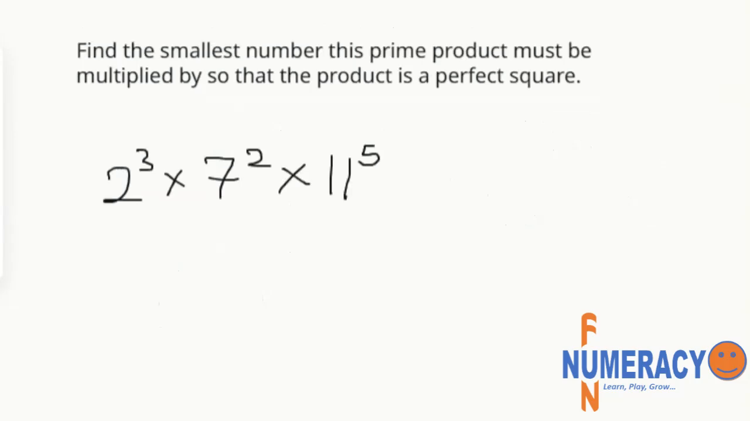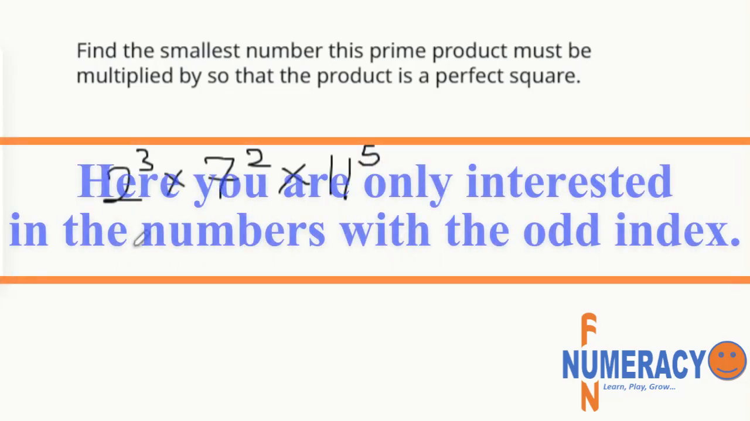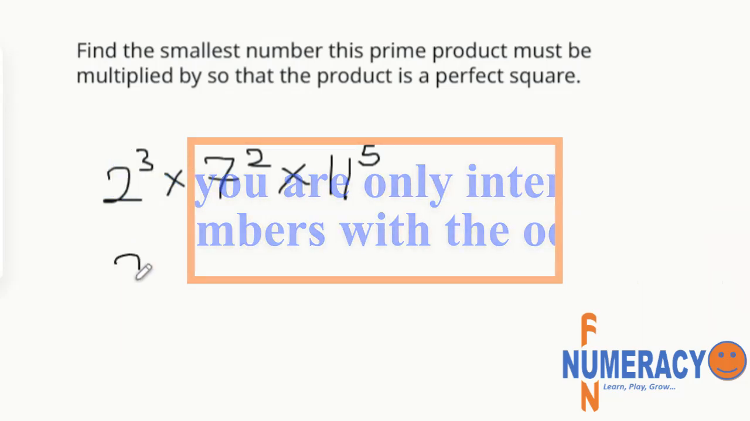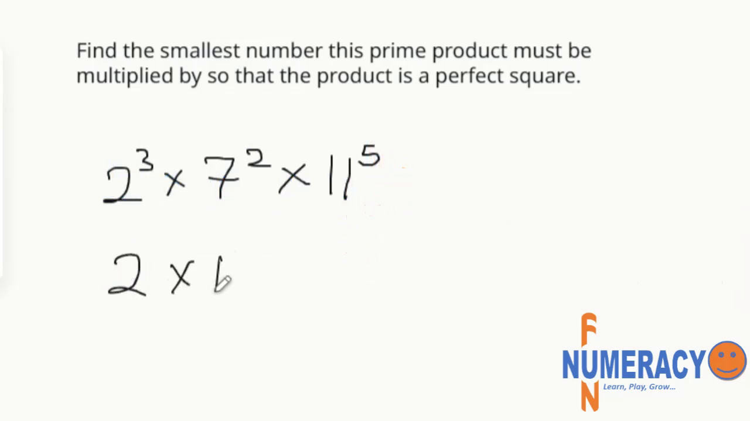So in this next slide, we shall do the same thing by finding the smallest number this prime product must be multiplied by so that the product is a perfect square. And as you can see, the only number with an even index is 7. So we're not interested in 7. We're only interested in the numbers with the odd indices. So our game here is 2 times 11.